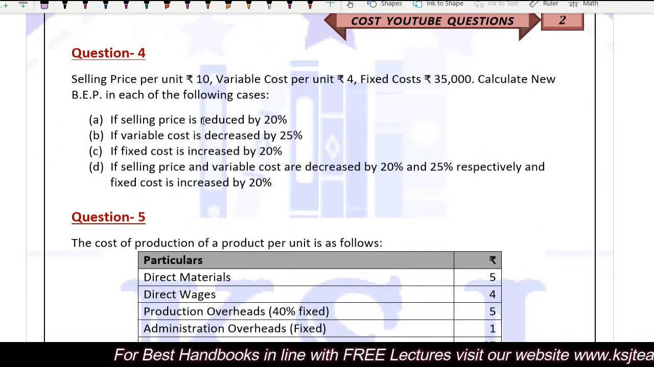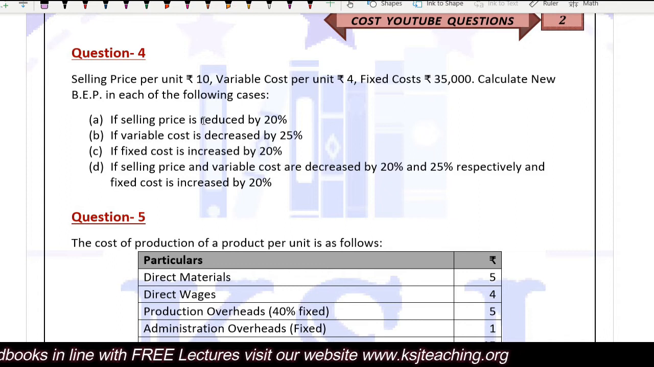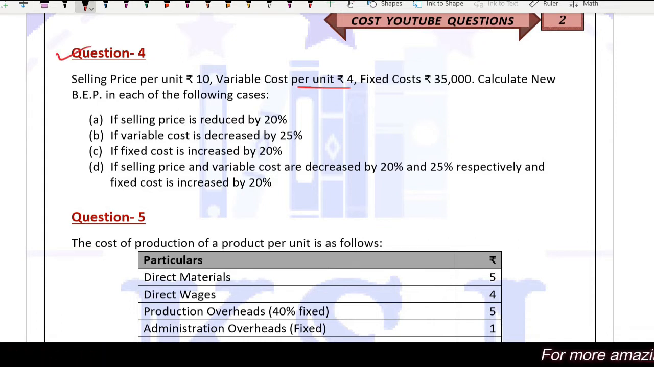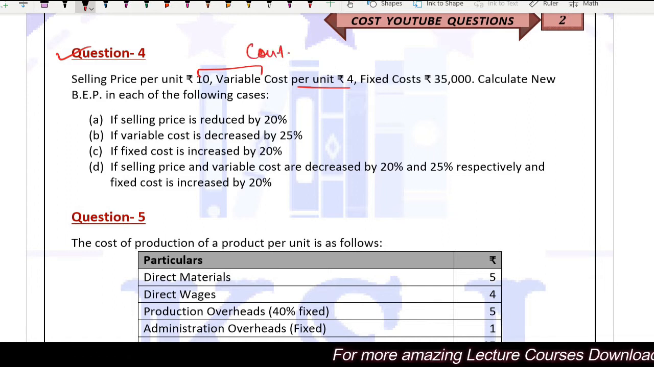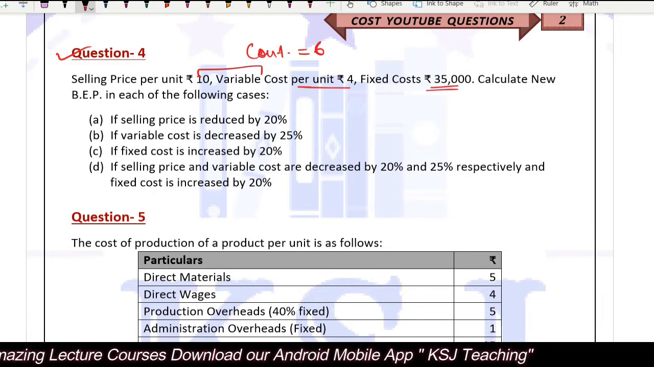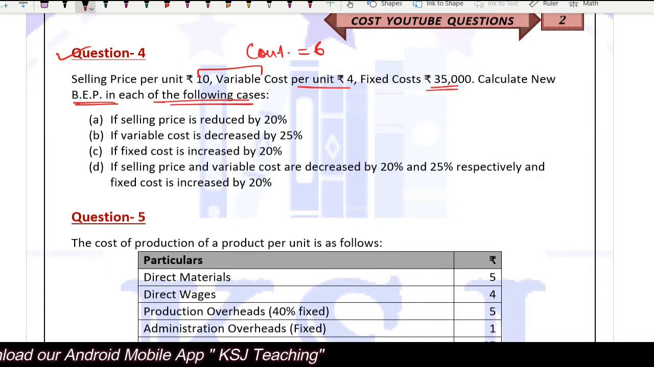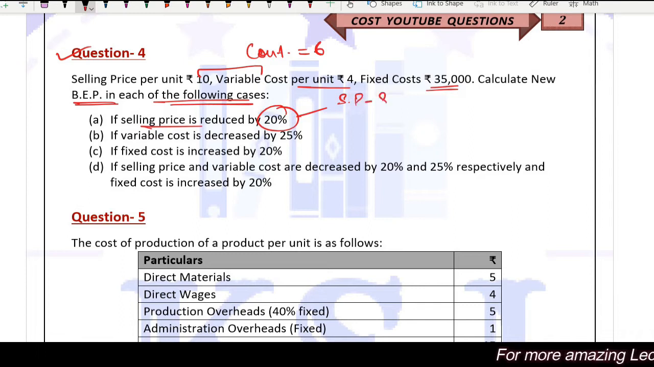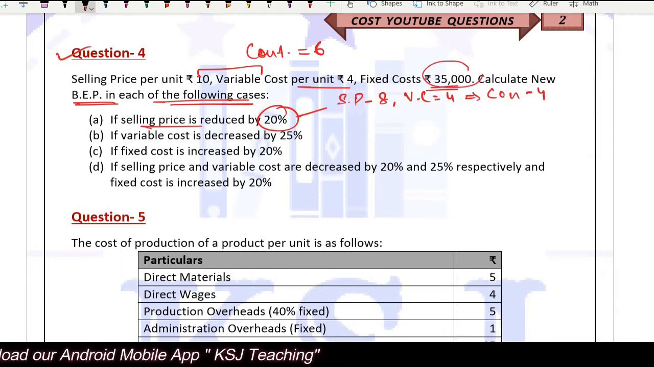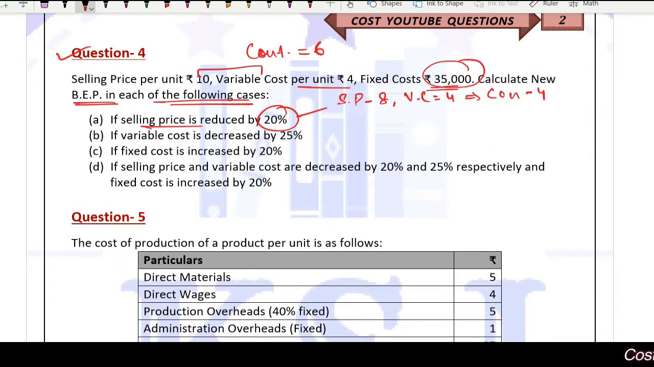Okay. Question number 4. Let's quickly read question number 4. I might give you as homework. The selling price per unit is rupees 10. The variable cost is rupees 4. No issues in that. So from here we will get the contribution 6, right? Fixed cost is given as 35,000. Calculate the new break-even point in each of the following cases. If the selling price is reduced by 20%, that means now your selling price will be 8 rupees. Your variable cost is 4, so your contribution will be 4. Fixed cost divided by contribution per unit will give you the new break-even point, right?